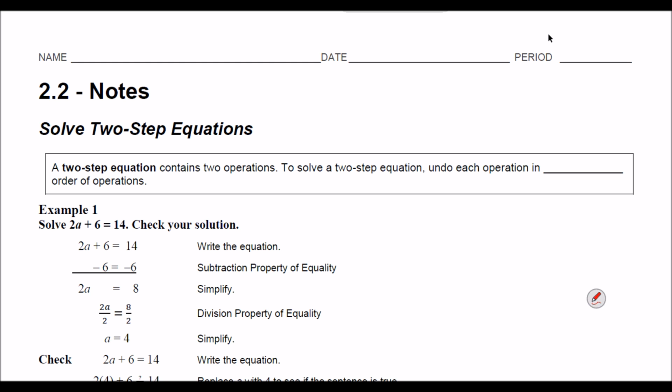A two-step equation contains two operations. To solve a two-step equation, we're going to undo each operation in reverse order of operations, okay? So when I say reverse order of operations, again, we kind of think of please excuse my dear Aunt Sally. Technically, it should be kind of like this. Please excuse my dear Aunt Sally.